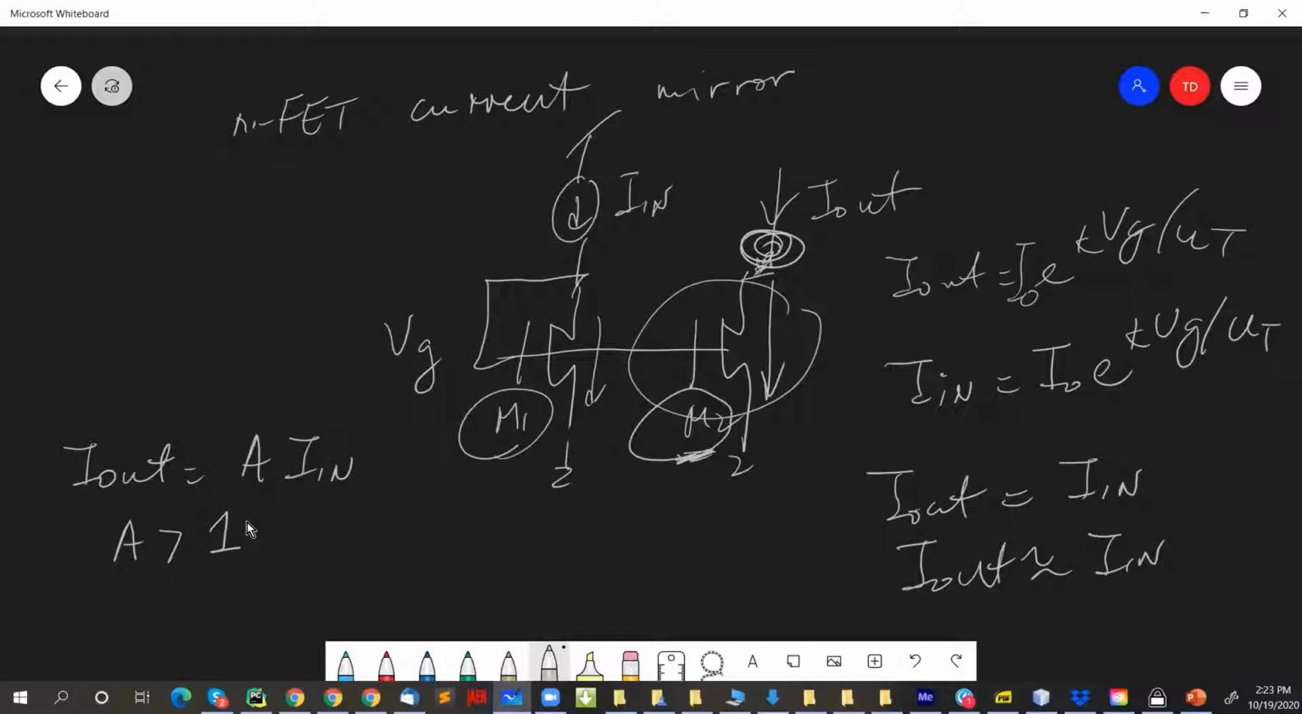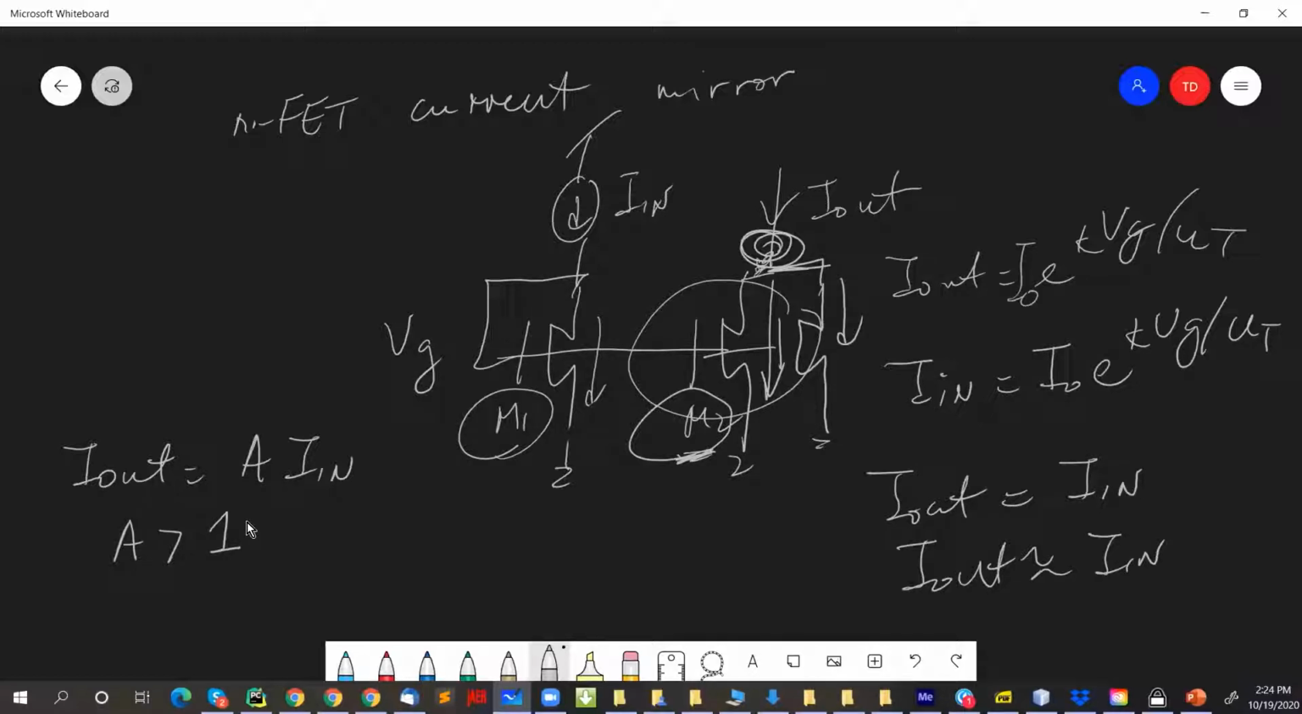But which side do you add it on? Do you add it on the input side or the output side? On the output side. So basically you want to do it here. It's just more copies, right?